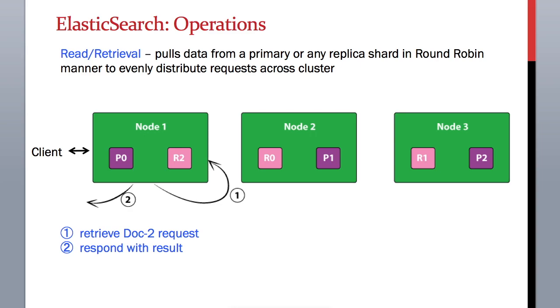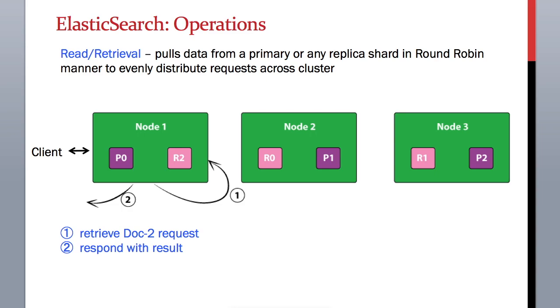Since in this case the replica of shard 2 is located on node 1, node 1 can serve this request by itself and it will not have to send the request to any other node. So node 1 will pull the document from R2 and send it back to the client. This kind of mechanism gives great performance to Elasticsearch.